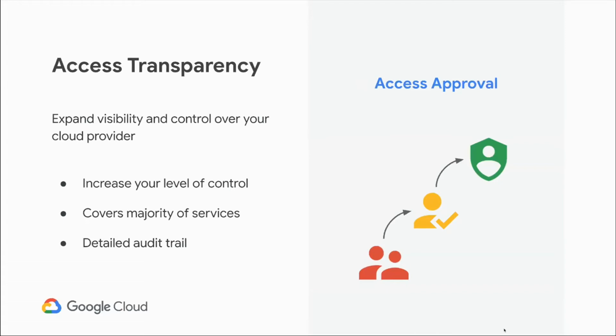And then you can take that a step further with Access Approval for Google Cloud. Access Approval gives you the ability to directly manage access to your content and workloads by Google personnel. That means that our own support and engineering teams cannot access your Google Cloud content unless you explicitly grant them approval. And then you can require this approval every single time.